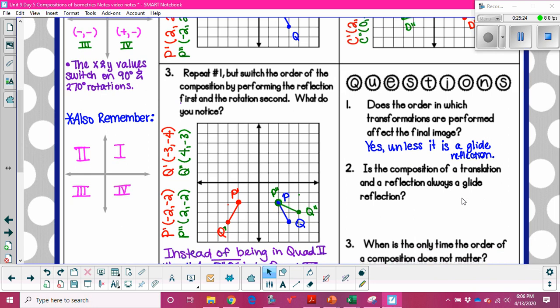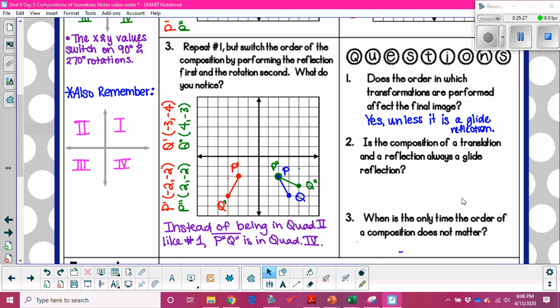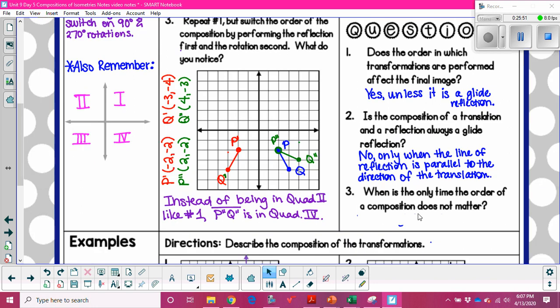Right? What about, is the composition of a translation and a reflection always a glide reflection? Always? Strong word. Right? So no. Only when the line of reflection is parallel to the direction of the translation. That is the only time that the composition of a translation and a reflection is a glide reflection. That has to be true. Okay, so when is the only time the order of a composition does not matter? Well, you probably already guessed it, in a glide reflection. Okay, let's move on to the last two examples.